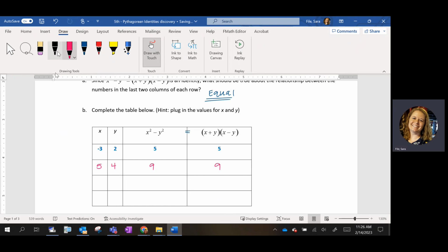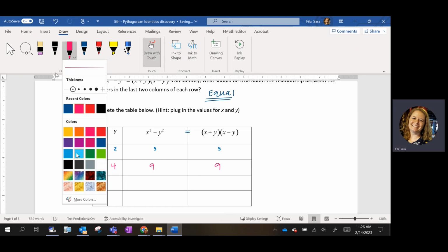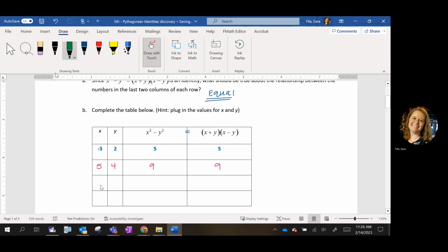Okay, so somebody just share what values you tried for x and y. 6 and what? 6 and 7. Okay, and then we'll check the other one. So if I plugged in a 6, 6 squared would be 36, and 7 squared would be 49. 36 minus 49 is what? Negative 13.